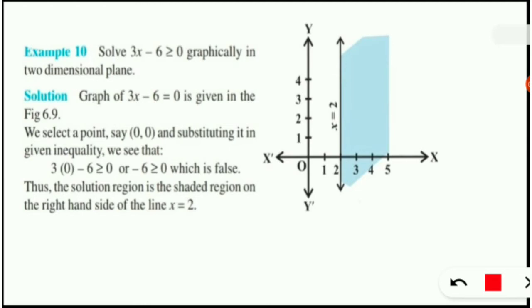Next problem. Solve 3x minus 6 greater than or equal to 0 graphically in 2D, that means the two-dimensional plane. So the graph of 3x minus 6 equals 0. That means this is the inequality and this is the graph form of this inequality, simply 3x minus 6 equal to 0.